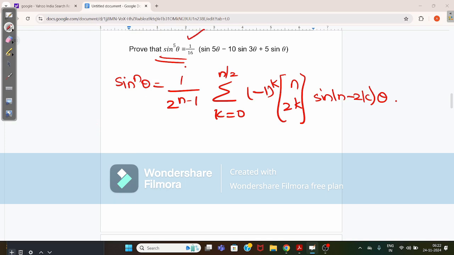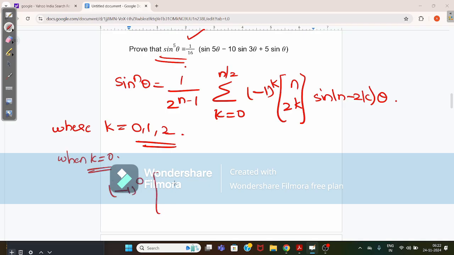Now calculate this, where k value will be 0, 1 and 2. Okay, only 3 times. So first, when k is equal to 0, we get minus 1 whole power 0, 5 choose 0, sine 5 minus 0 theta, which gives the value here.